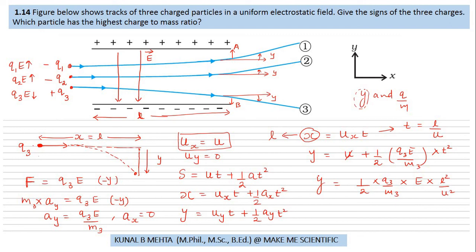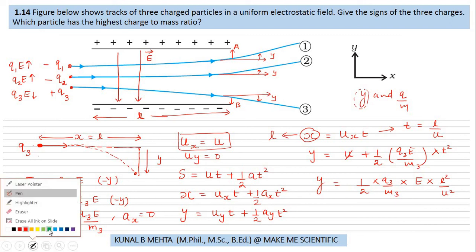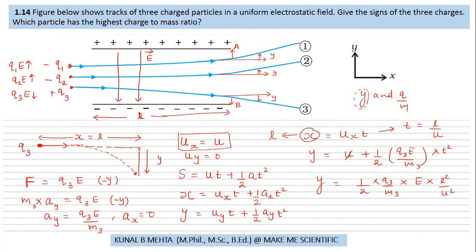Now guys, everything is constant. When the charge enters, its velocity is constant. So initial velocity is constant, length of the plate constant, electric field constant, half is constant. So we can say that y is proportional to q by m. So now y is maximum for 3. That's why q by m ratio for charge number 3 is the highest. This is how we prove the things, guys.